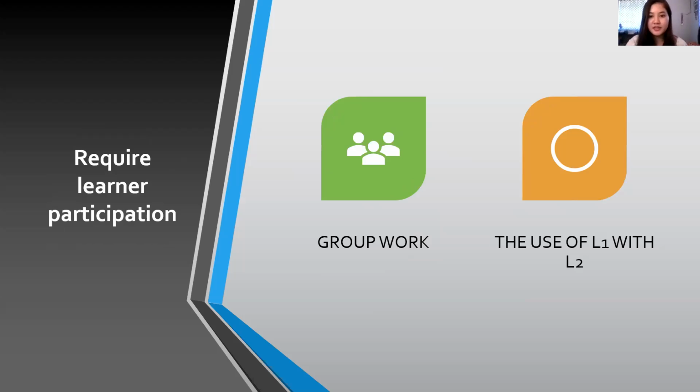Require learner participation, where the students will be divided into groups. It will encourage them to work in groups of threes. The group will be allowed to navigate through the site in order to familiarize themselves with the task, after which they will be allowed to commence the activity using their L1 and L2.